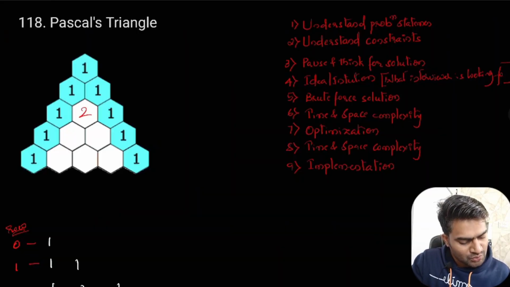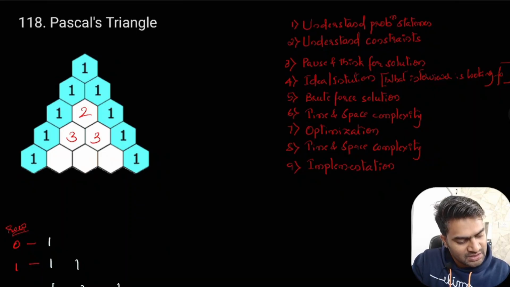Now we will move to the next row. This value will be the sum of this value plus this value, which is 3, so I will fill in 3. Now the value of this cell is again the sum of this value and this value, which is 3. So I will fill that in.